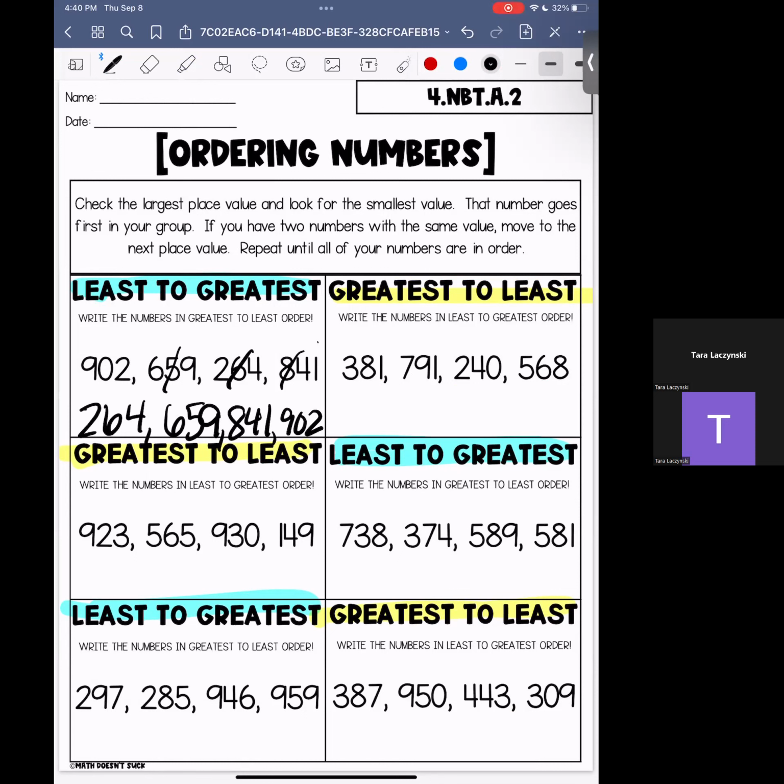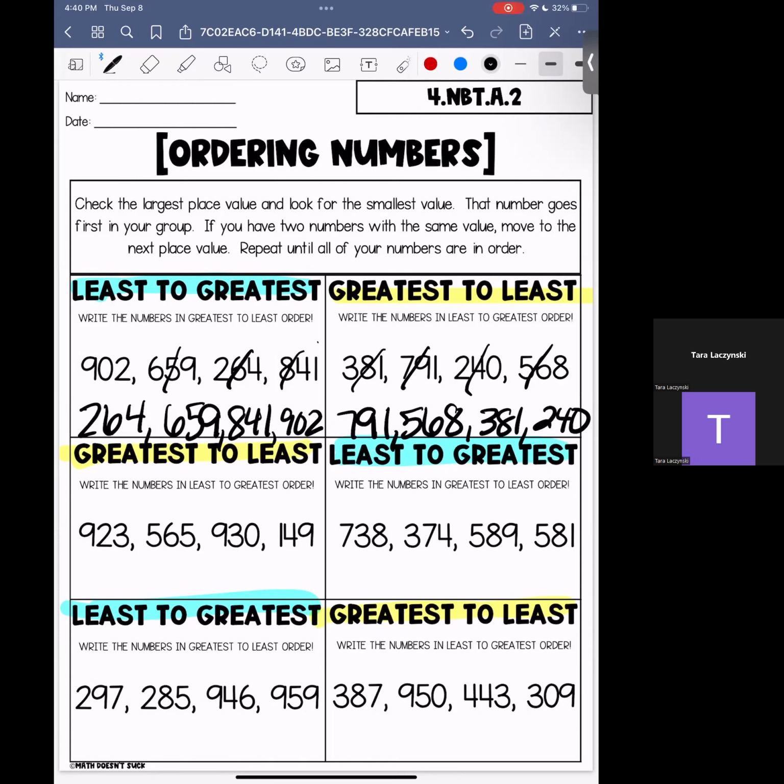Next set is greatest to least. We have a 300, a 700, a 200, and a 500. All of these values have different hundreds place, so all we have to do is put them in order, starting with the biggest. So we have 791, 568, 381, and 240.